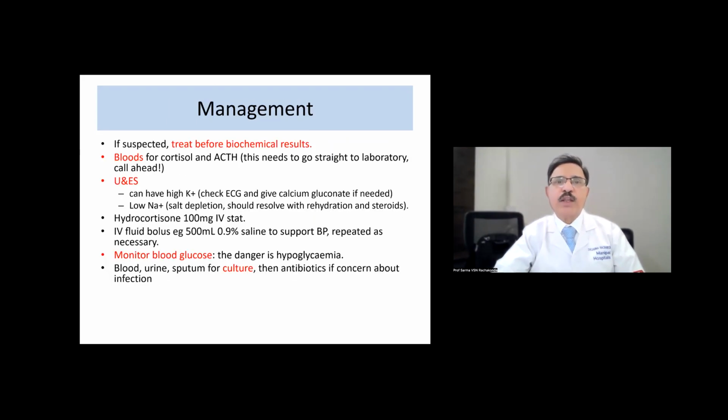Management of adrenal crisis: treat before the biochemical results. Don't wait for the biochemistry if you suspect crisis. Give steroid. Bloods for cortisol and ACTH are taken, and then go ahead with the treatment. You can have high potassium, so check the ECG and give calcium gluconate if required. Low sodium and salt depletion should resolve with rehydration and steroids. Hydrocortisone stat 100 milligrams, IV fluids of normal saline to support the blood pressure, monitor blood glucose, take blood, urine and sputum cultures, then antibiotics if necessary.